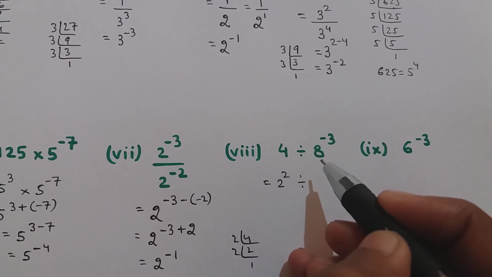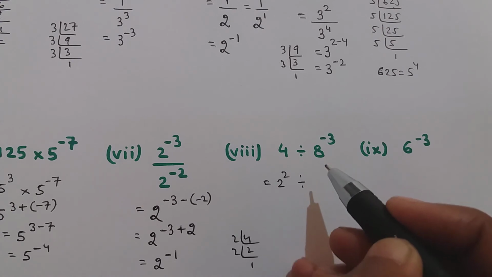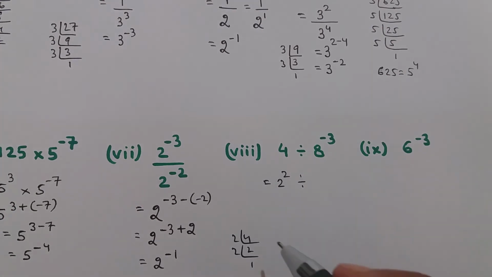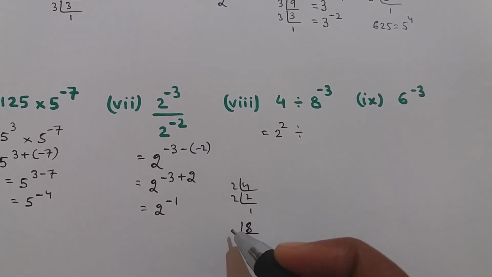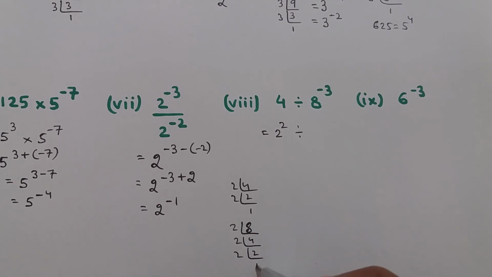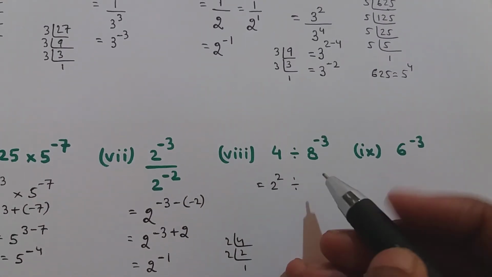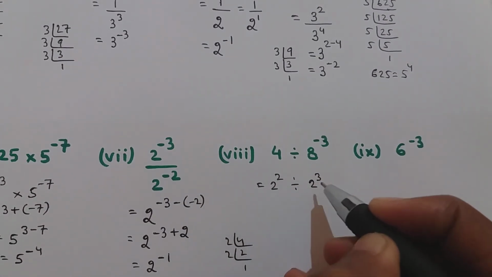Now 8 is the base and 8 is a composite number. So let us do the prime factorization of 8. So we are going to do the prime factorization of 8. So 2 4s are 8, 2 2s are 4, 2 1s are 2. So 8 is 2 into 2 into 2, or I can say 2 cube. So instead of 8, I will write 2 cube.